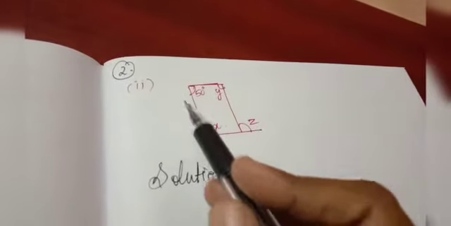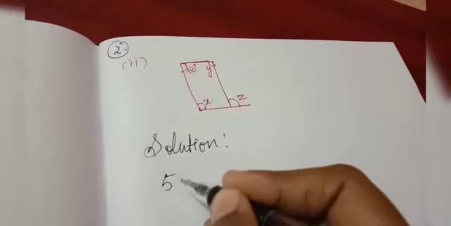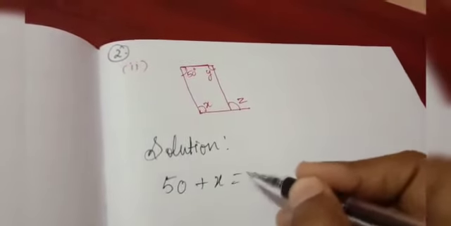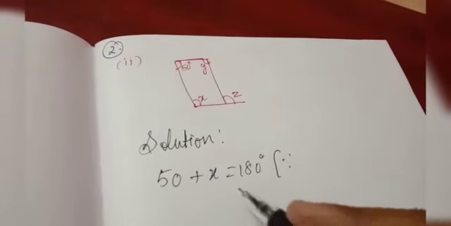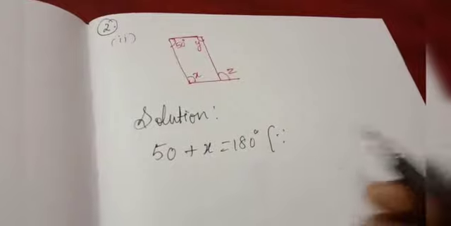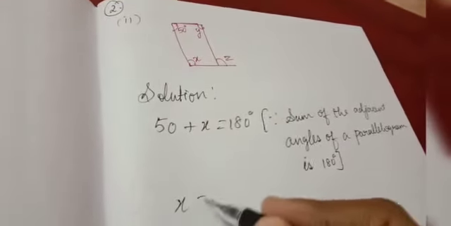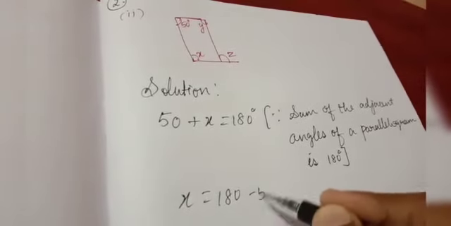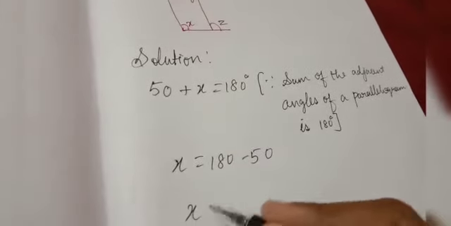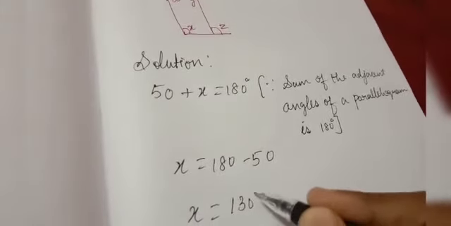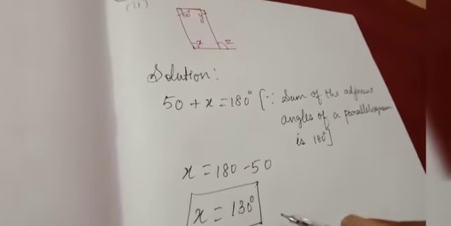Here 50 and x are adjacent angles of a parallelogram. The sum of the adjacent angles of a parallelogram is 180 degree. By using that property, we can find x value. So to find x, I am just going to bring plus 50 to the right side. So I wrote it with the opposite symbol, minus 50. Therefore, x is equal to 130. The value of x is 130 degree.